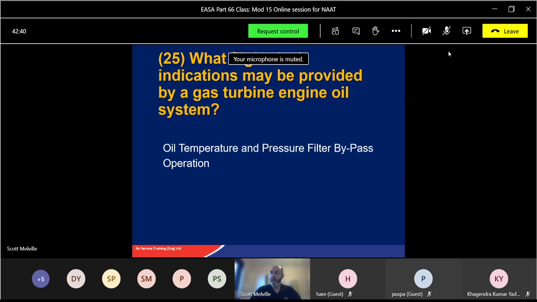Yes, oil temperature and pressure, and also to do with pressure, the bypass operation on the FCOC as well. It just lets us know what's going on there. And you have your differential pressure switch on the fuel flow system for low oil pressure. You can have a low oil pressure switch. You can have your pressure differential switch to give you a gauge pressure.